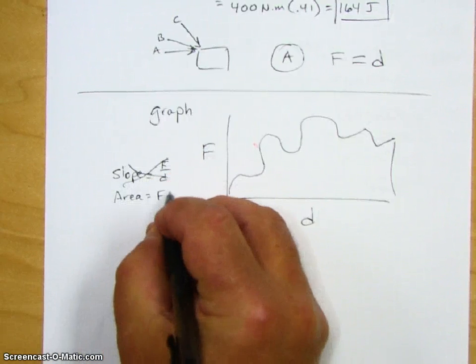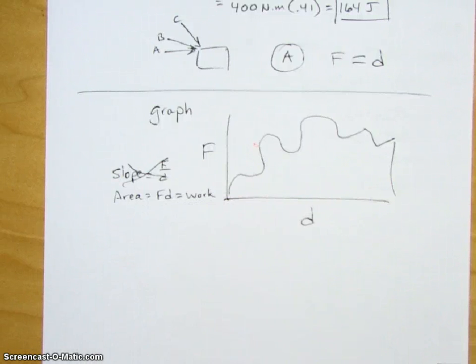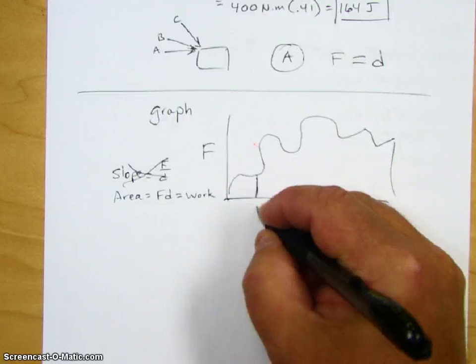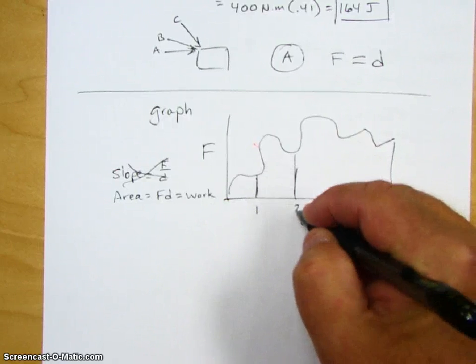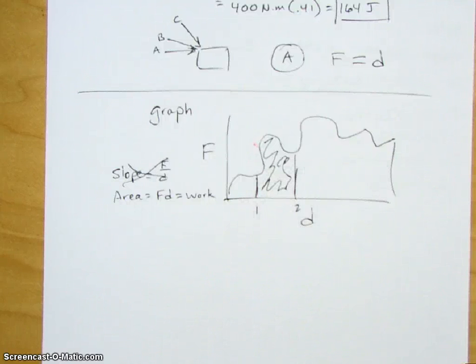Area is equal to F times D. Hey, that's equal to work. So the work done would be the area under the curve. So if they ask the work done between unit 1 and unit 2, it would be that area. That's a little sticky, so they're not going to give you something that looks that ugly.